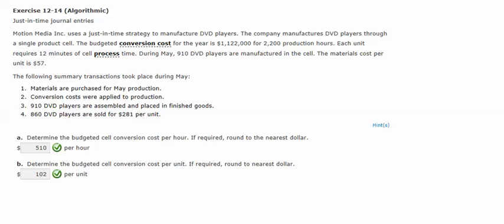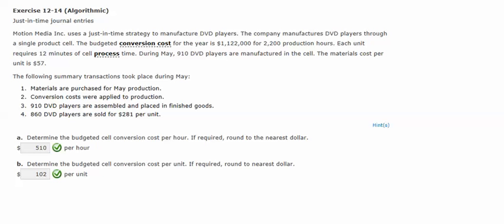Motion Media uses a JIT, or just-in-time strategy, to manufacture DVD players. The company manufactures DVD players through a single product cell. The budgeted conversion cost for the year is $1,122,000 for 2,200 production hours. Well, with that I can figure out my rate. Each unit requires 12 minutes of cell process time, and during May, 910 DVD players are manufactured in the cell. The material cost per unit is $57.